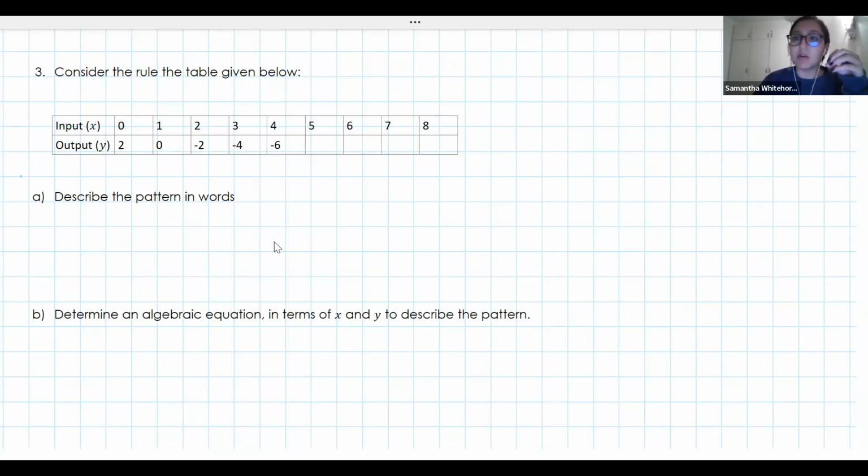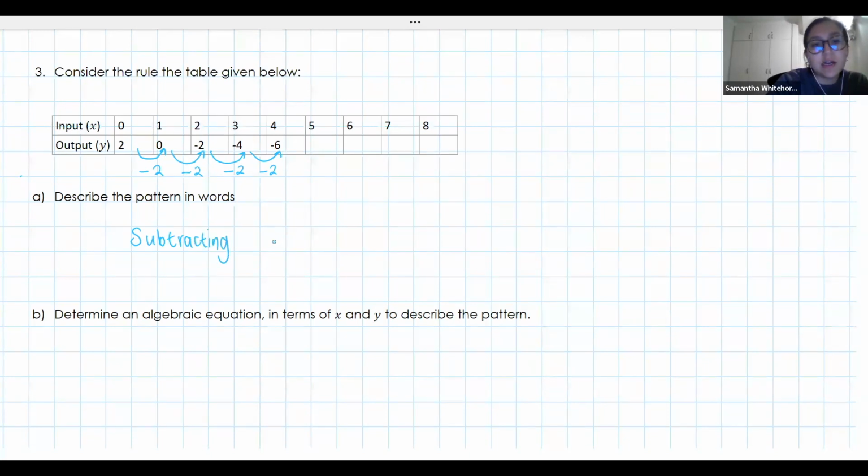Now we've got some outputs, and the first question is asking us to describe the pattern in words. That's what we spoke about earlier when we said in the first example, we were adding 3 each time. So how am I going from the first output to the second output, what am I doing? Well, from 2 to 0, I'm subtracting 2. From 0 to -2, I'm also subtracting 2. From -2 to -4, I'm also subtracting 2. And so what we see is that we've got a constant difference, we are constantly subtracting 2. So when we're asked to describe the pattern in words, that's exactly what we would say. We would say we are subtracting 2.